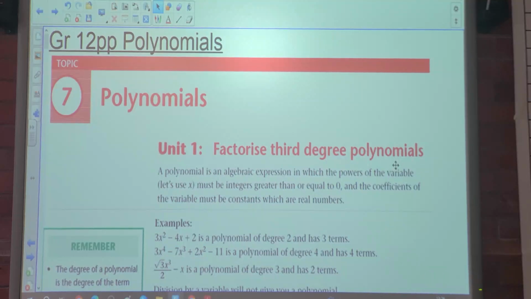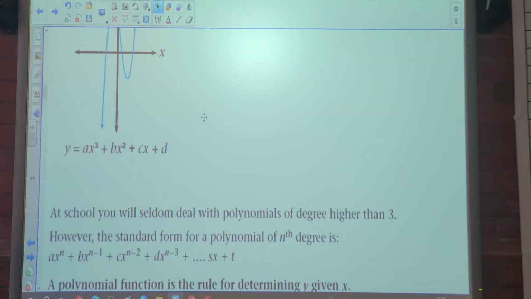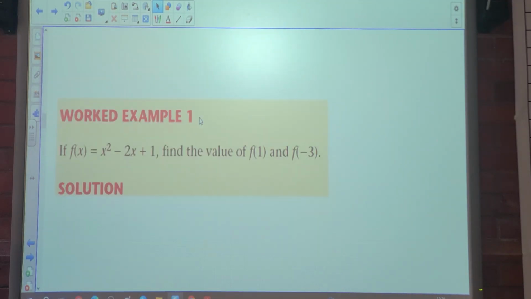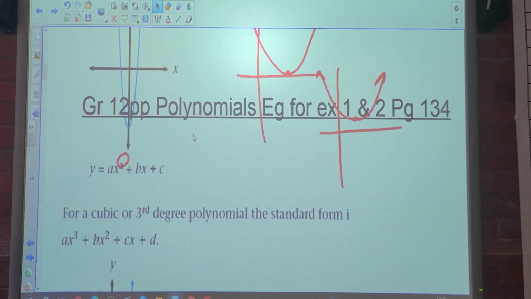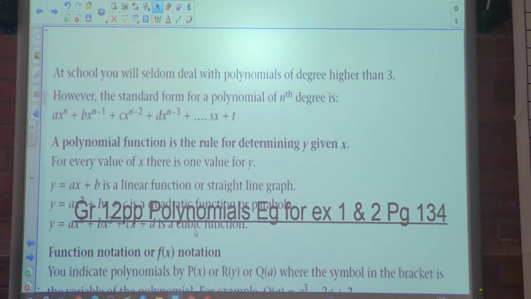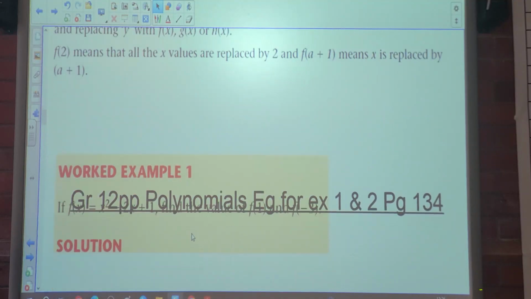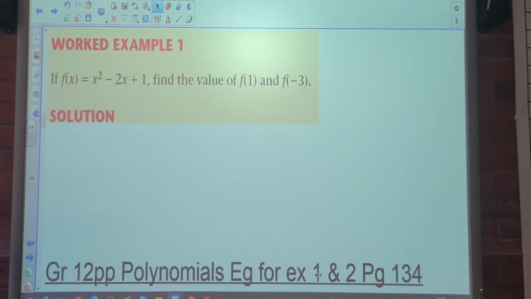Okay, good morning, class. So today we're looking at polynomials. We read through all of this theory here. We spoke about the maximum times a function can cut the axis. It is dependent on the exponent on the highest power of x, or the degree of the polynomial. So if it's the third degree, it will cut thrice. If it's second degree or quadratic, it will cut twice.